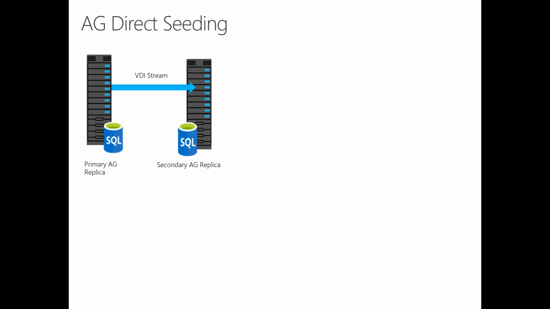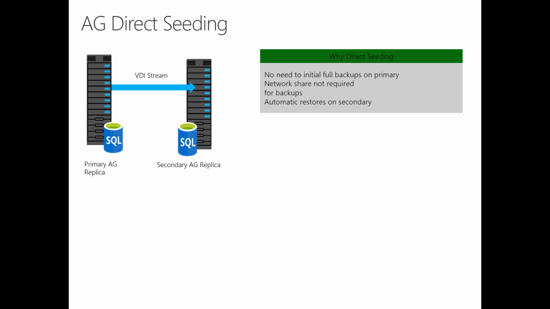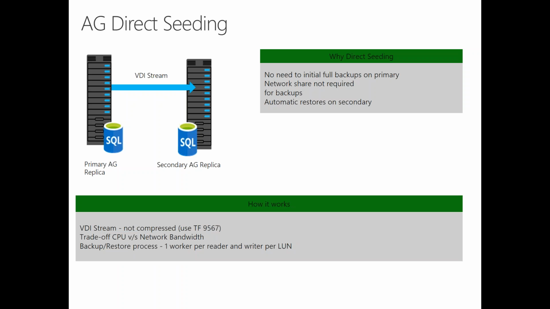I have a demo which I'll show in a bit about how to create an Always On availability group with direct seeding. Before we go there, the key things obviously are that you don't need to initiate a full backup on the primary, you don't need to have network shared paths for the backup, and it automatically creates the restores on the secondary, right?